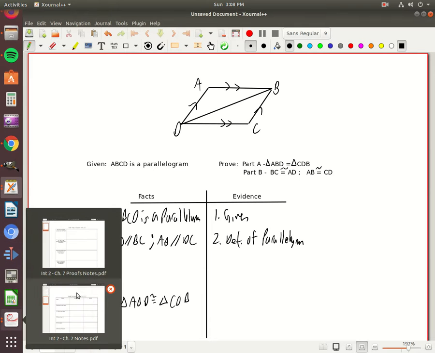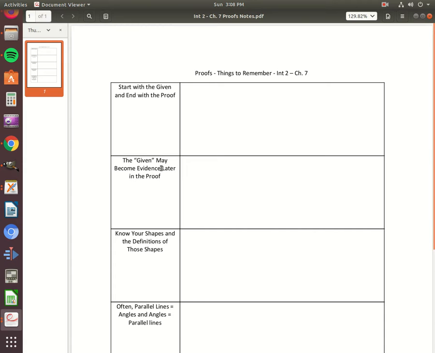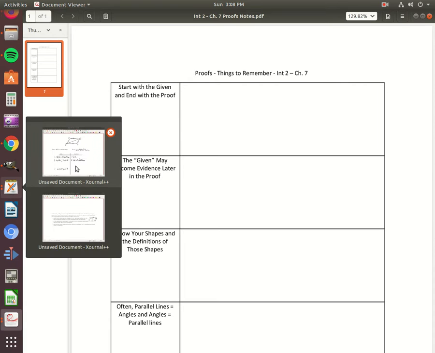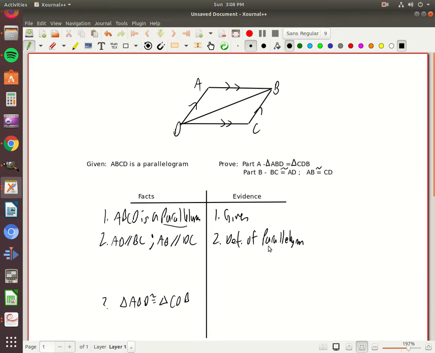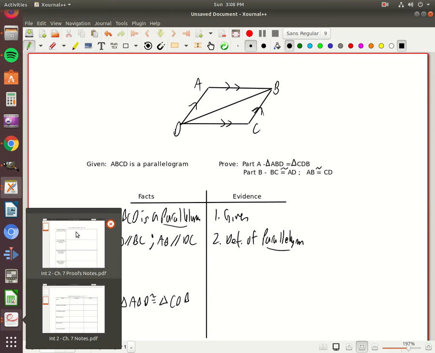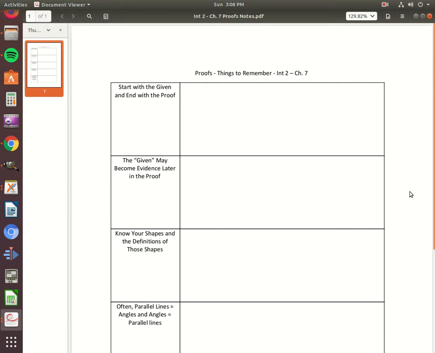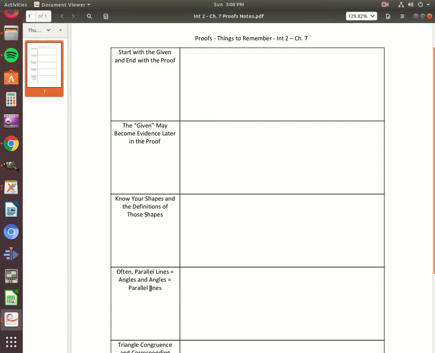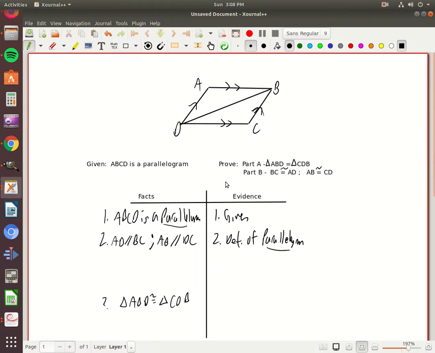One, I was able to use the fact that the given became evidence later, and two, the shapes help me determine that. So if I go here, again, this became evidence later, and that definition of the shape allowed me to fill this in. Hey, now look what I have. I have parallel lines, so that's going to be another thing I'm looking for. Anytime I have parallel lines, I'm looking for angle relationships. So what angle relationships do I have here? Hey, these are alternate interior angles, and they have to be congruent. And these are alternate interior angles, and they have to be congruent.